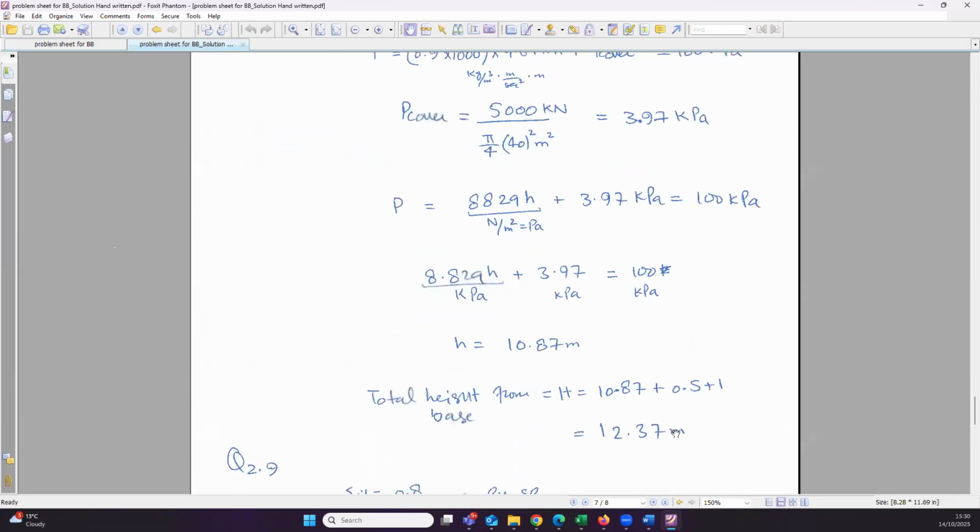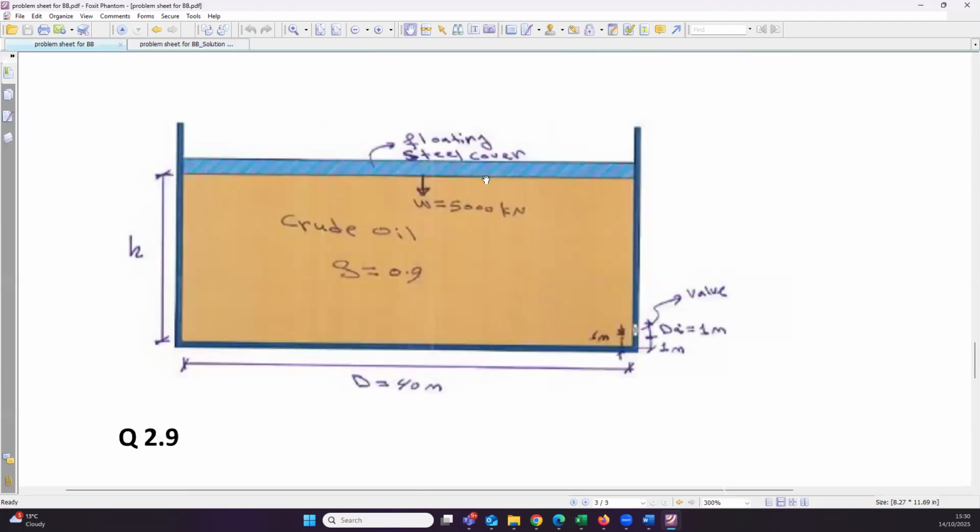Once you calculate this height from the pressure equation, that is 10.87, this height is up to the center of the valve. Then you add 0.5, that is half the diameter of the valve, so you go from its center to the bottom. And then from the bottom of the valve, you still have 1 meter, and you add this 1 meter to get 12.37 meters. So now this is the height from the top here to the very bottom.